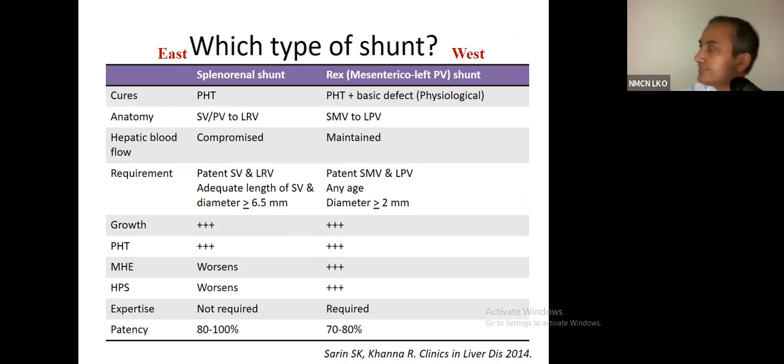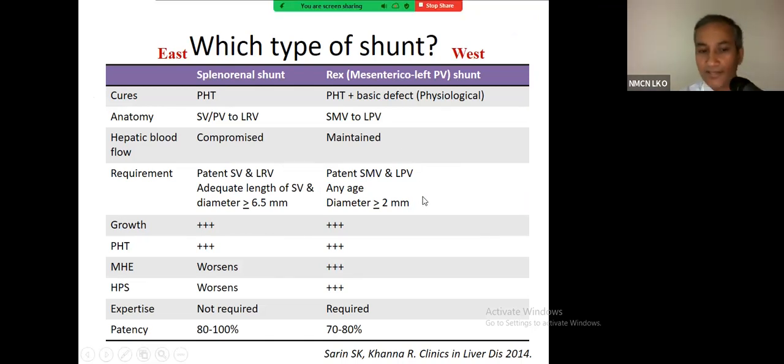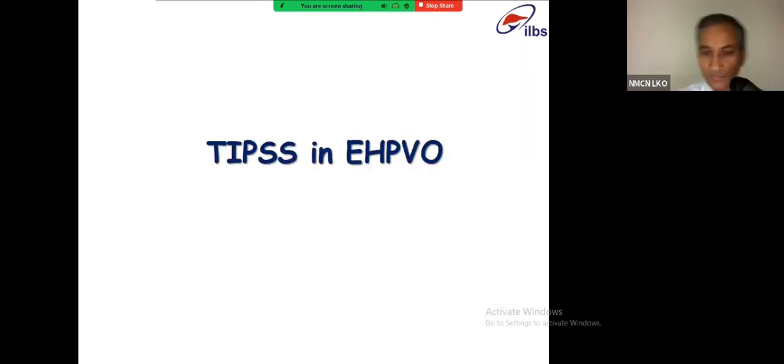I already said that the Rex shunt is actually better in terms of growth, portal hypertension, and minimal hepatic encephalopathy. This is relatively newer data. What about TIPS in EHPVO? Can these patients be subjected to TIPS?